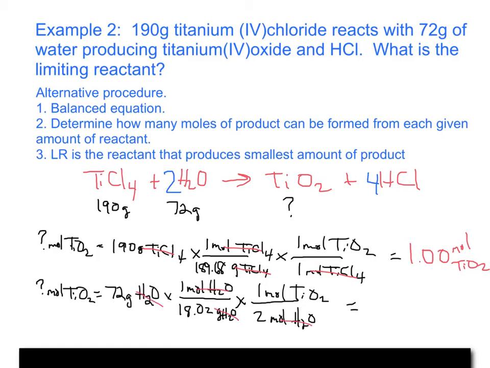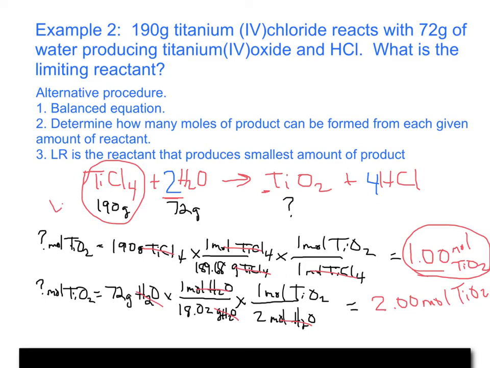Now notice our mole ratio is different here because the coefficient of water is a 2 and titanium IV oxide is a 1, so we're going to end up dividing that by 2. And Mr. Hunter, what did you work out there, sir? Basically, it rounds up to 2.00 moles of TiO2. So again, now we know that titanium IV chloride is going to be our limiting reactant. This one, the lowest result, we're only going to get a mole of titanium IV oxide. This is the limiting reactant.